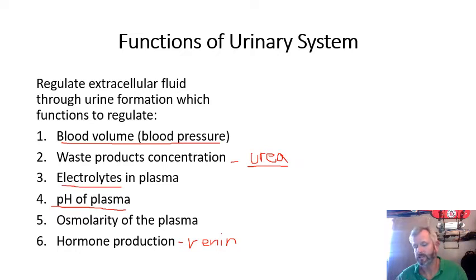When I took this class many years ago, it was kidney, whatever, but now that I teach it, it's like, oh man, it's amazing how many functions these little kidney structures have and how important they are to us in maintaining much of the homeostasis throughout the body.